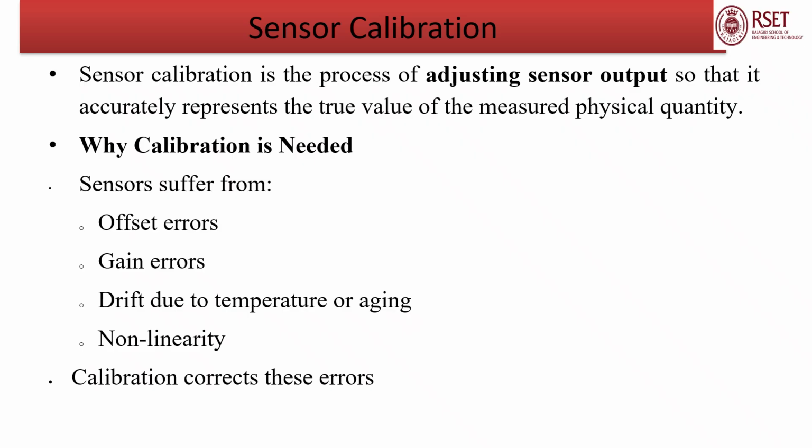Next, we'll see an important term that is used in the field of robotics, that is sensor calibration. Sensor calibration is the process of adjusting sensor outputs so that they accurately represent the true value of the measured physical quantity. Calibration is necessary because sensors suffer from errors such as offset, gain variation, drift due to temperature or aging, and nonlinearity. Calibration helps correct these errors and improves sensor accuracy.